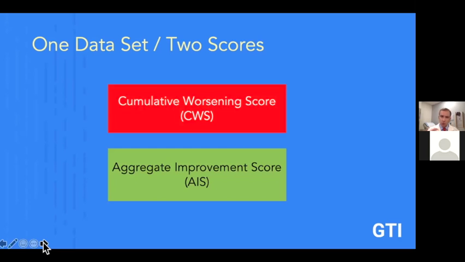The second score, derived from these same data, is the aggregate improvement score, or AIS. The AIS is important because not all elements of steroid toxicity are irreversible. In fact, many of them are not. And we want to be able to demonstrate that a new effective steroid-sparing medication actually reduces steroid toxicity over time. So that's the aggregate improvement score, calculated from exactly the same data.